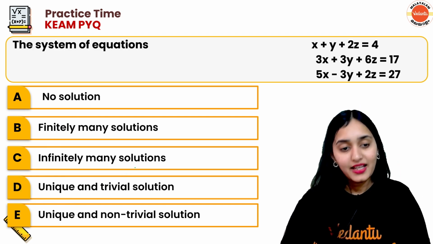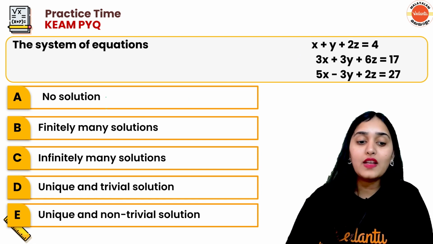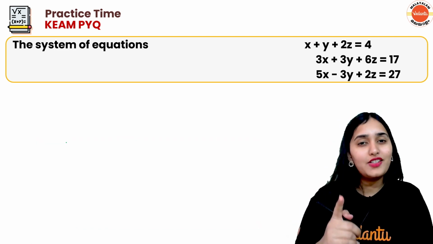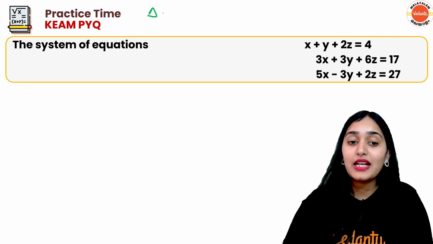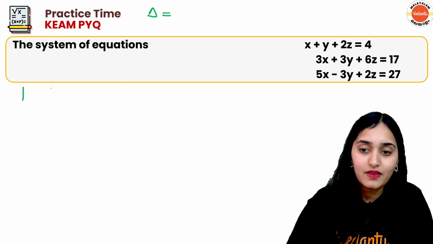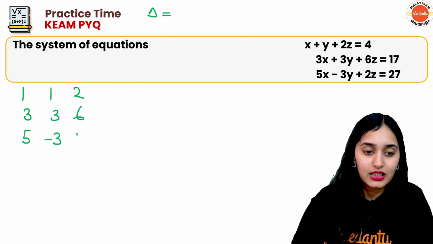Okay. Next question. The system of equation has what? No solution, finite solution, infinite solution, unique solution, unique non-trivial solution. For this, first you have to find out determinant of this matrix. So what is the matrix? Matrix is 1, 1, 2, 3, 3, 6, 5, minus 3, 2.